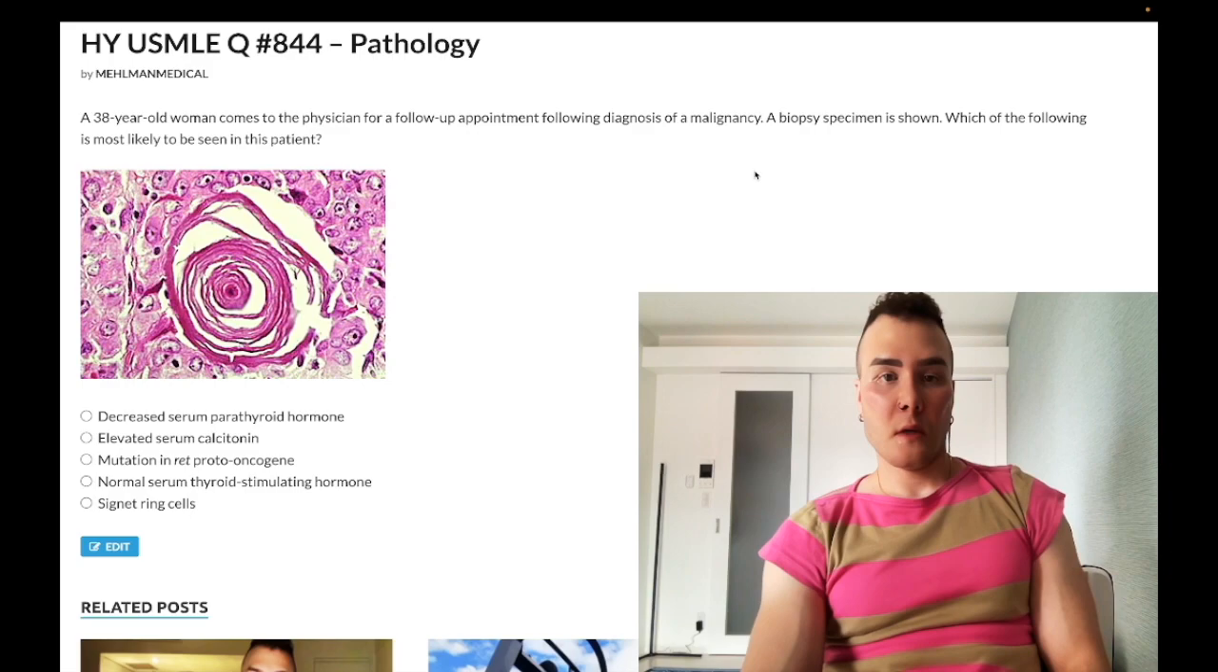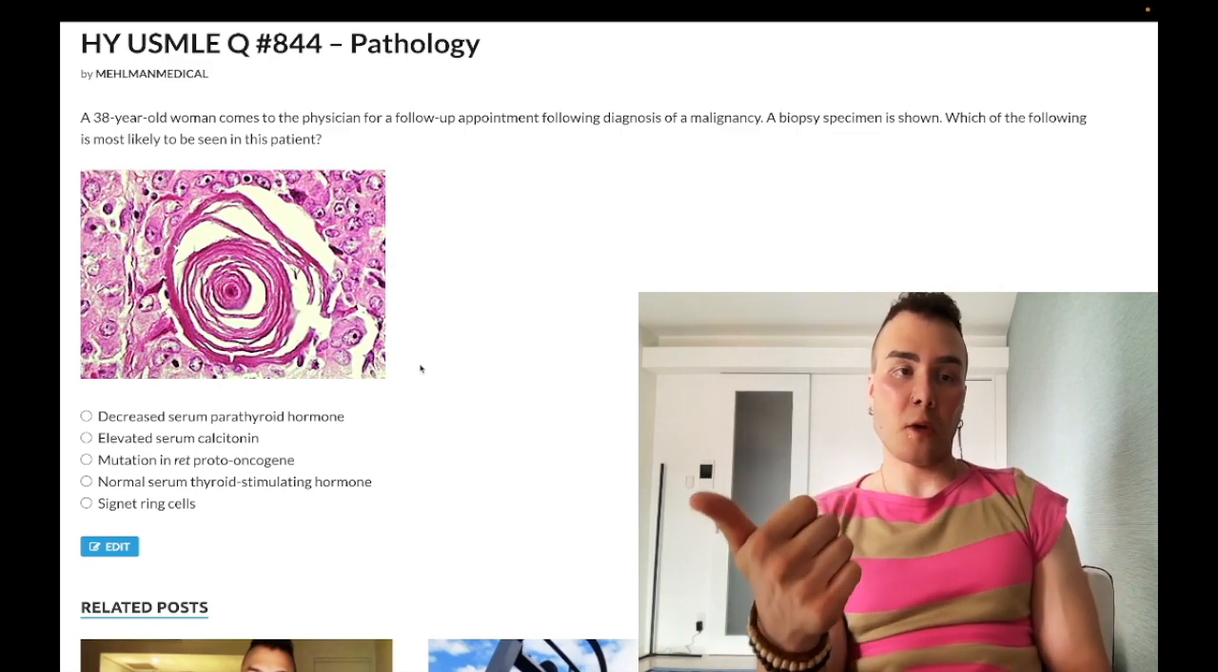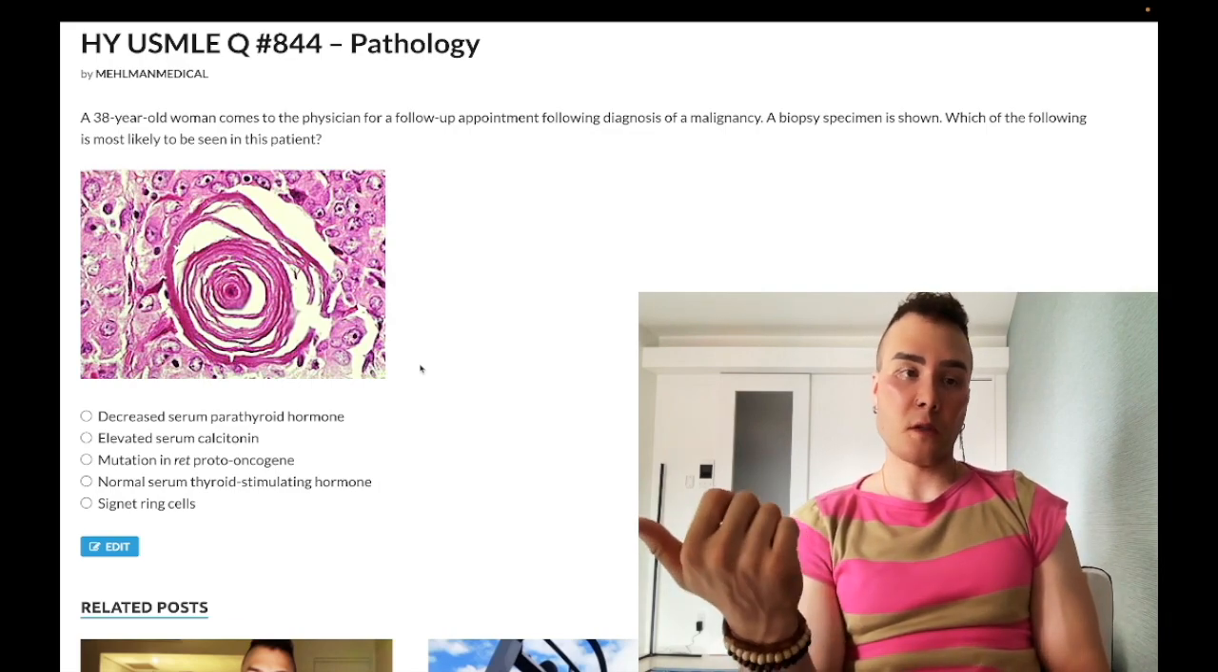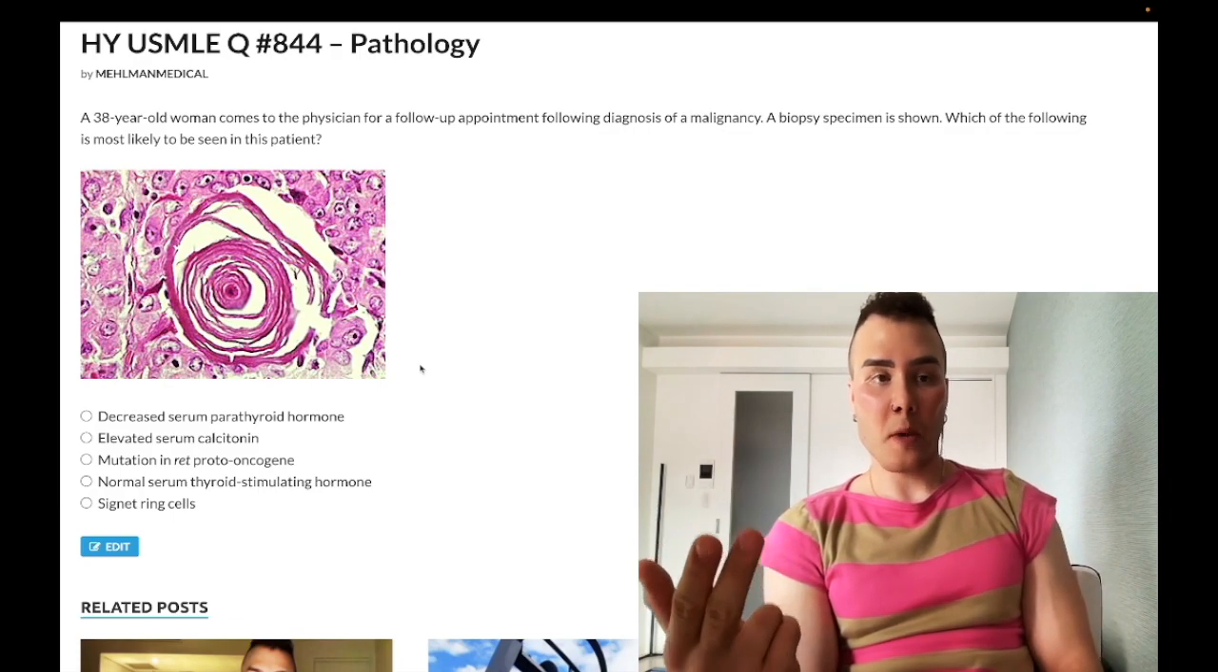38-year-old woman, she has a diagnosis of a malignancy and we have a biopsy shown. This is showing us a psammoma body. A psammoma body is a ring-like accumulation of calcium, and there are some cancers where you can see them on USMLE. Not excruciatingly high yield, but they're on the real exam. Students have mentioned how they show up. You can see these in papillary thyroid carcinoma, serous cystadenocarcinoma of the ovary, mesothelioma, and meningioma.